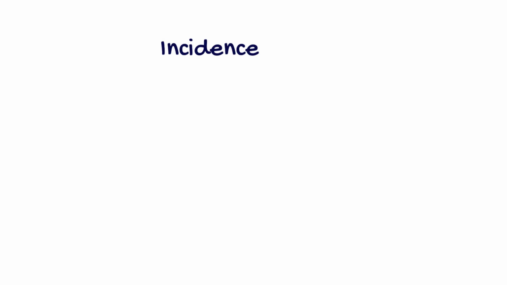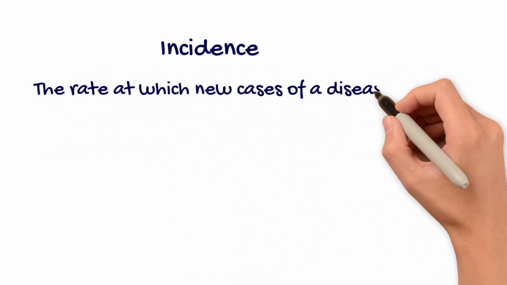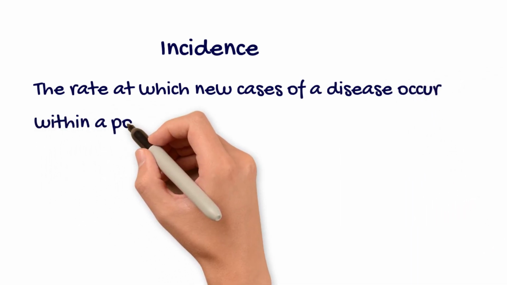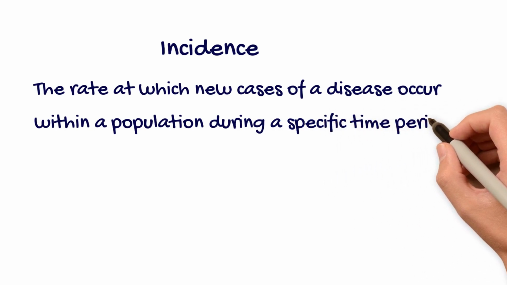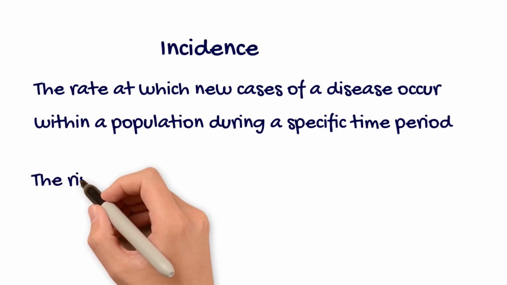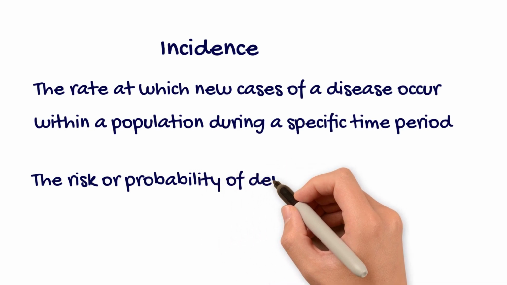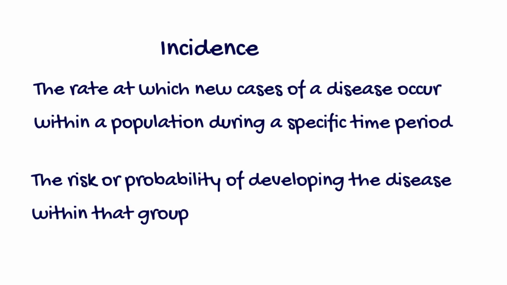Incidence, on the other hand, focuses on the rate at which new cases of a disease occur within a population during a specific time period. It tells us how many new cases are developing within a specific group of people who were initially free of the disease. Incidence helps us understand the risk or probability of developing the disease within that group.